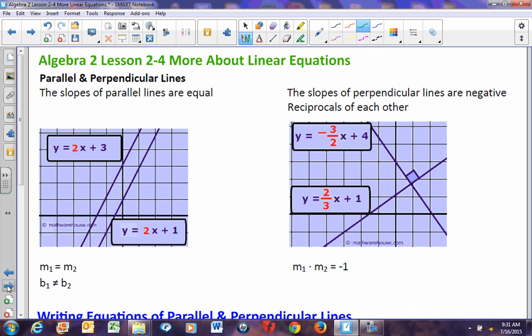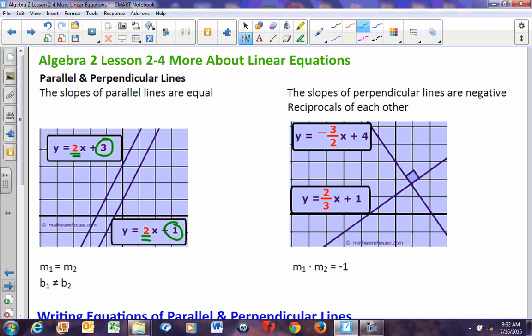The last thing we're going to talk about are parallel and perpendicular lines. The slopes of parallel lines are equal. If lines are parallel, they have to have a different y-intercept. Notice they have a different y-intercept, but the same slope. And they will be parallel. They will never, ever touch.